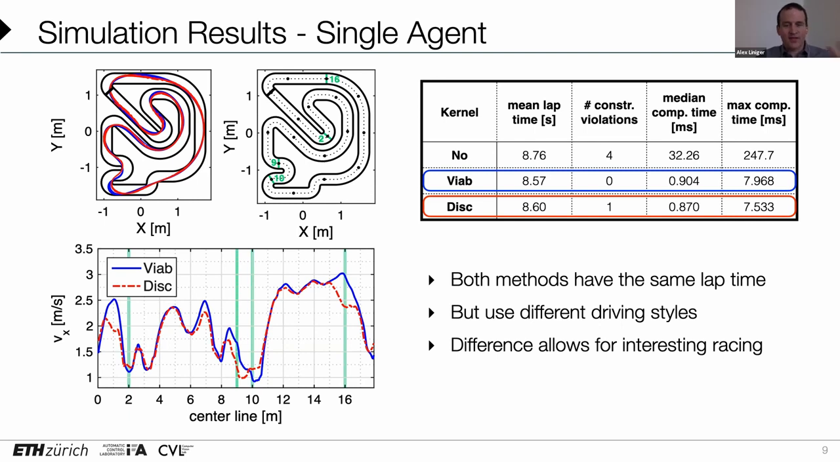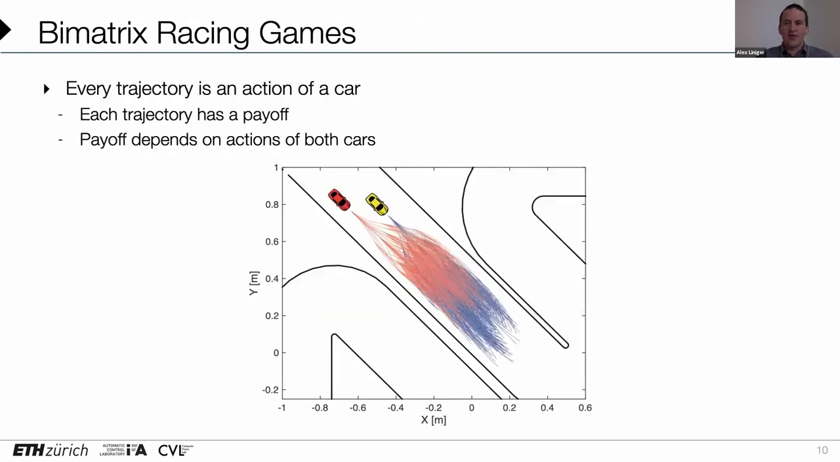So given this single agent motion planner, let's now think about how we can merge it into a multi-agent game theoretic planner. And the idea is really to look at it from a trajectories perspective. So every one of these roughly 1,000 trajectories we generate, we consider to be an action. So each trajectory gets its own payoff, and this payoff does not only depend on its own decision, but also on the decisions of the other cars.